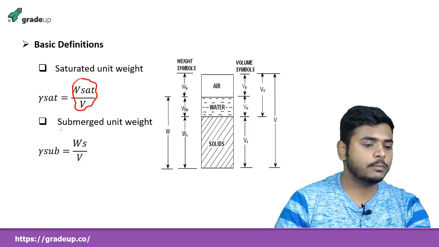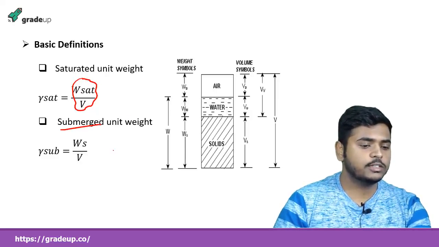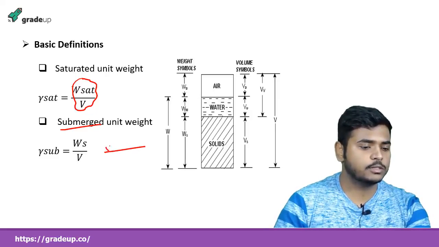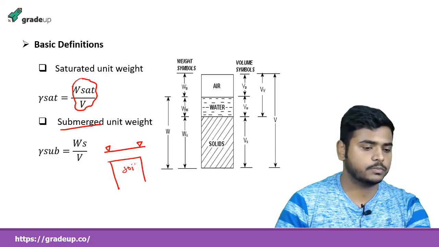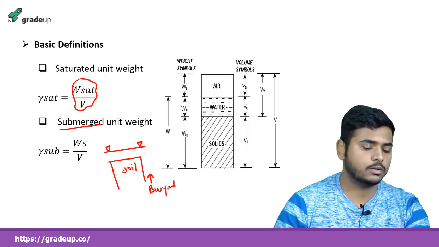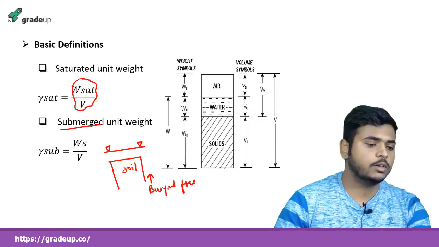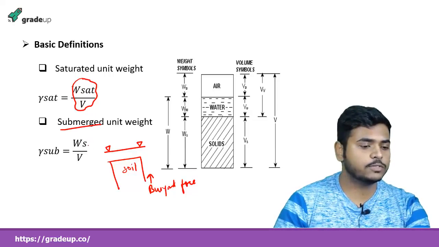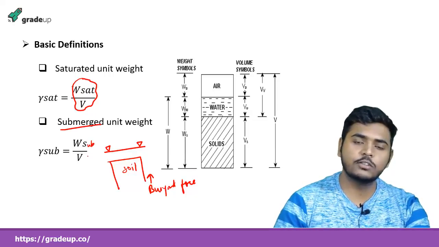The fourth is the submerged unit weight. This condition comes when the soil is submerged below the water table. For example, this. In this case, the buoyant force acts upwards. So it is defined as the ratio of weight of submerged soil to the total volume.